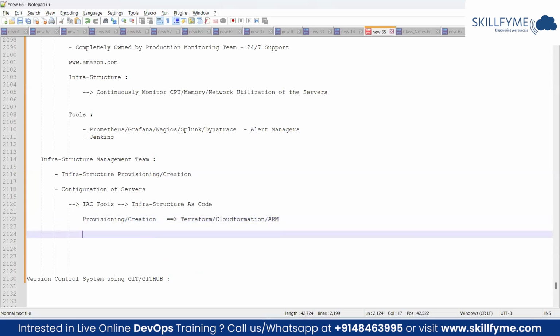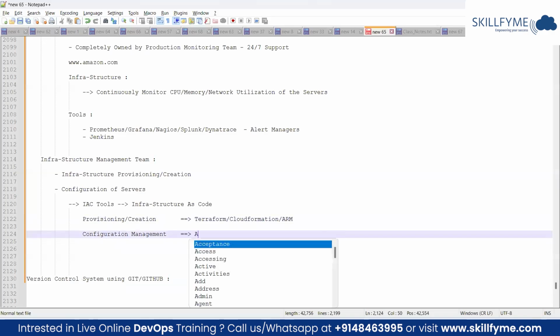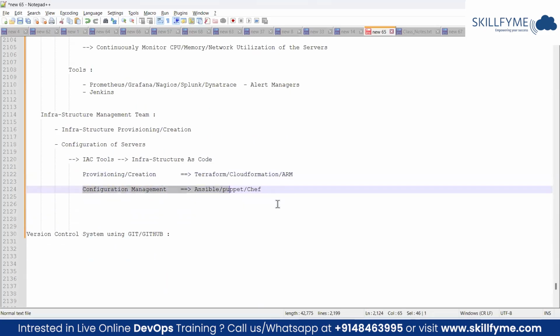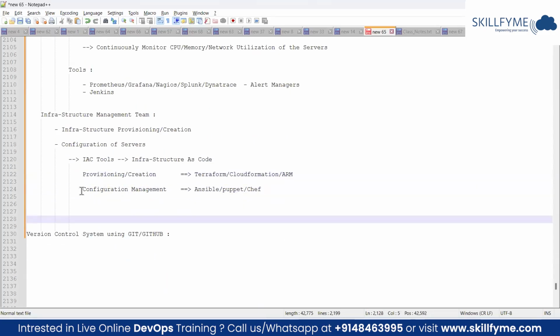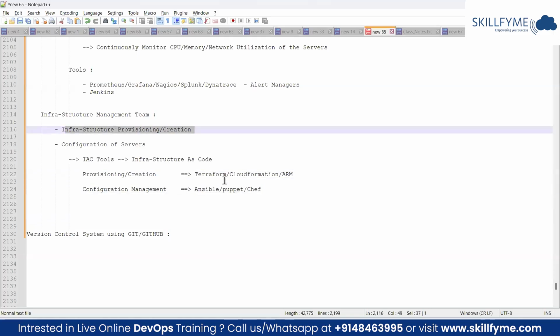That's possible. Similarly, once the servers are ready, if I want to do some configuration, let's say I have a server created here and I want to install the operating system, install some required tools and manage the tools, I can use tools like Ansible. These are some tools available in the market to automate configuration management. So DevOps supports these two tools. We recommend these kinds of tools to the infra team to automate their process.